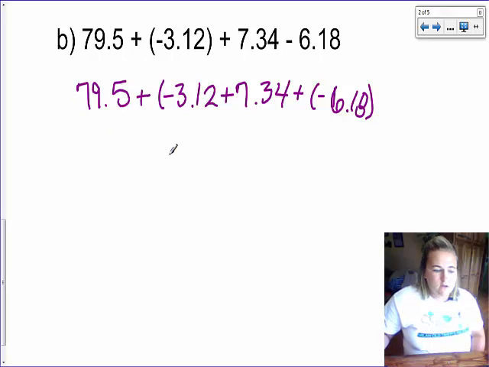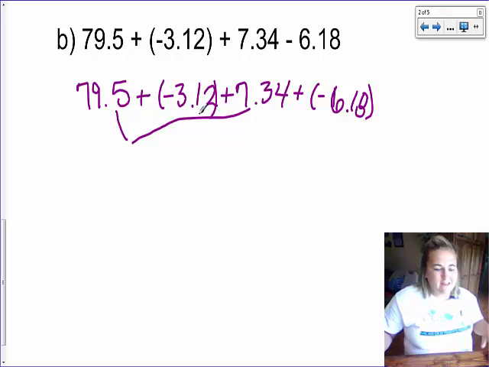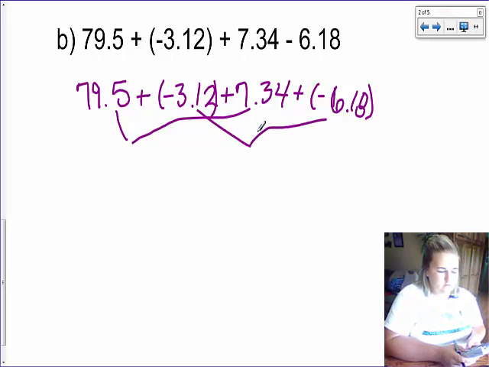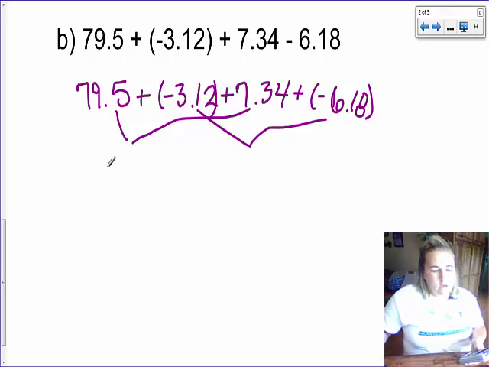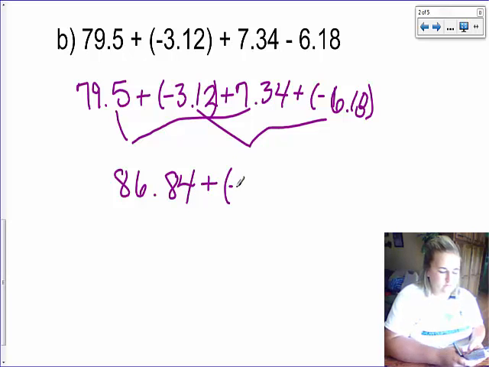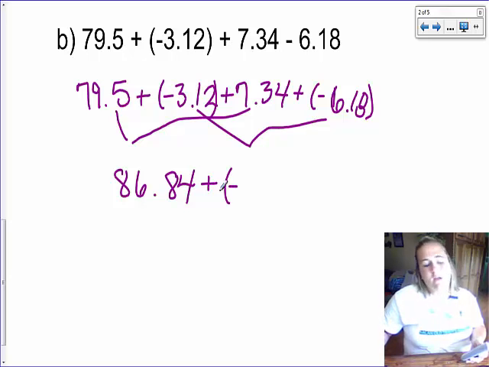Okay, so now that we have that, we will combine all of them that have the same sign. So these two are positives and these two are negatives. So I have 79.5 plus 7.34, which gives us 86.84, and then plus, and it's going to be negative because they have the same negative sign, we take 3.12 plus 6.18, and that gets us 9.3.